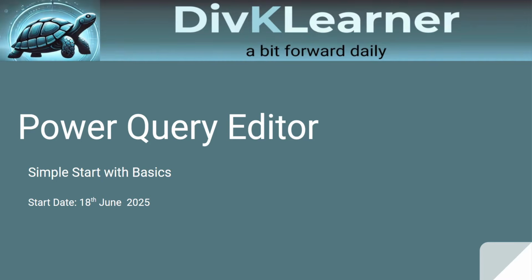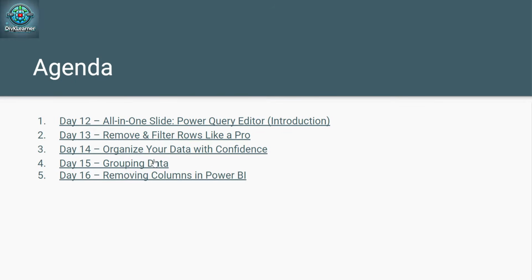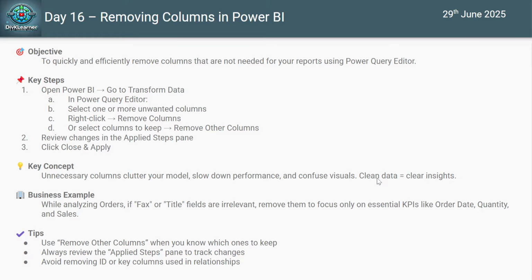Today we'll keep it short and powerful. We are going to talk about removing unnecessary columns from your dataset using Power Query. These columns may seem harmless, but they slow down your report and confuse your visuals. With just a few clicks, we'll clean up your data and make your model lighter and faster. We'll also show you the smarter way to keep what's useful by using remove other columns.